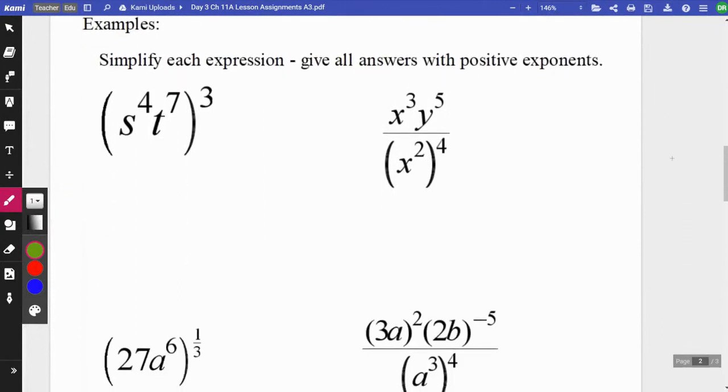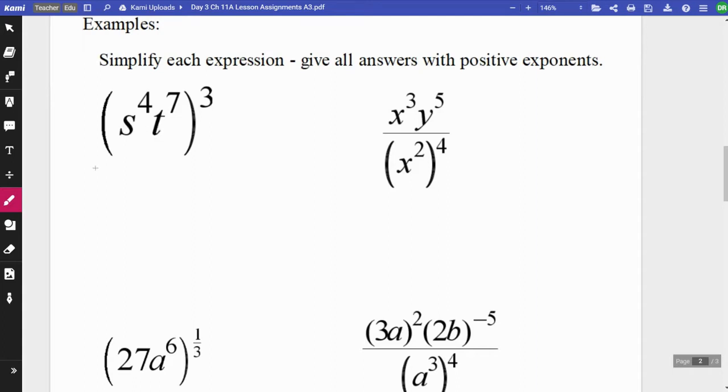All right. So some of these problems have use of multiple properties, and there are multiple ways to solve them if you use one property first versus a different property first. But this first one, I'll make it a little basic. In the parentheses, you have s to the fourth, t to the seventh, and exponents just mean 4 s's multiplied to each other times 7 t's multiplied to each other.